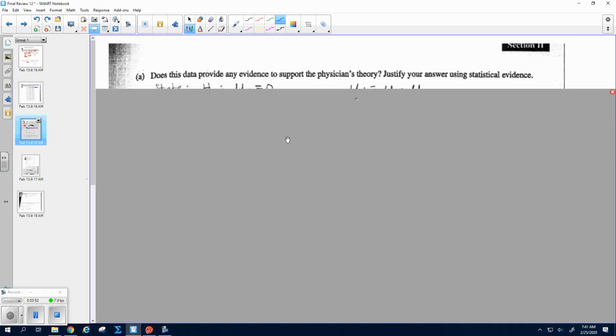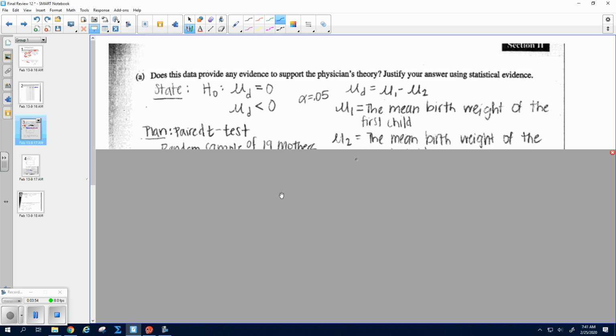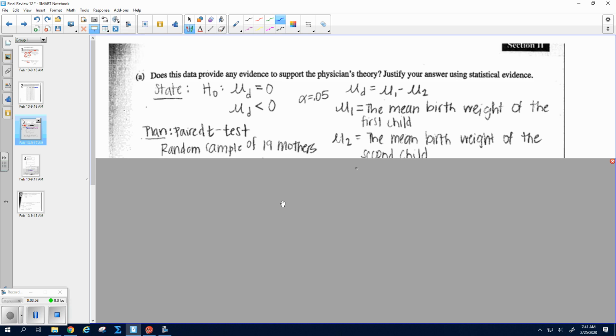So we're going to start with our state. So the null hypothesis is that mu d equals 0. So there's no difference between the birth weights of the first child and the second child. And the alternate, if you did greater than, that could work. Just depends on what order you subtracted in and how you defined that.